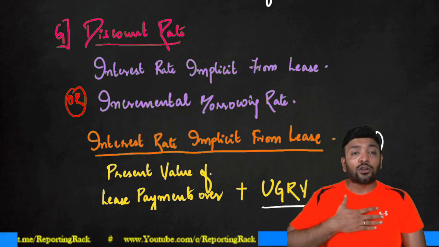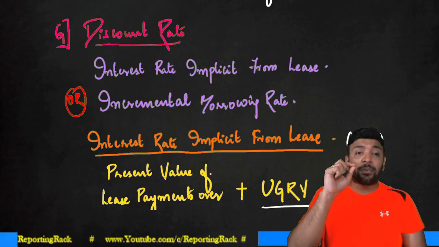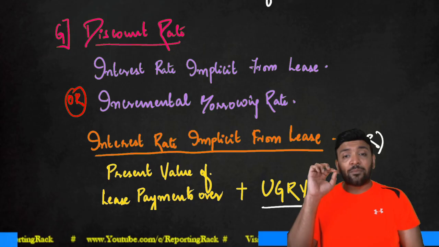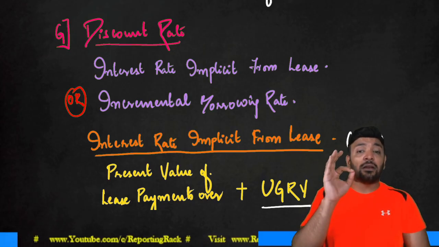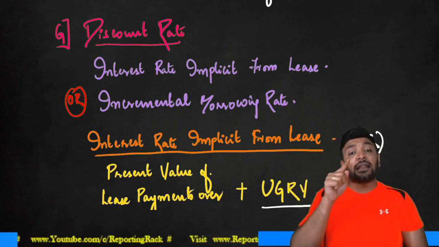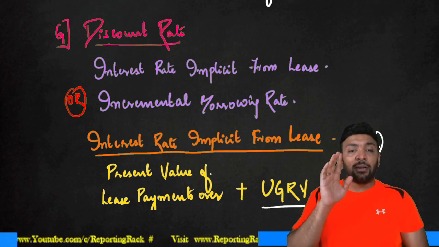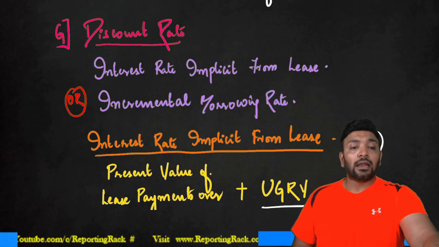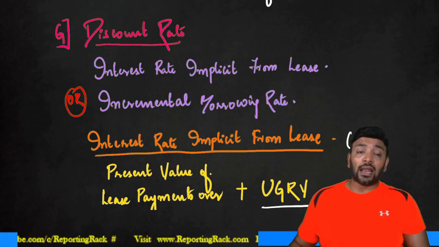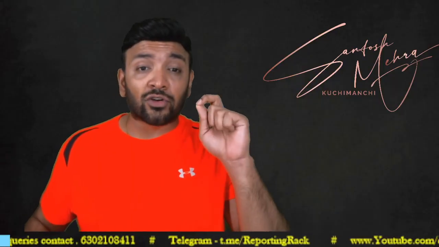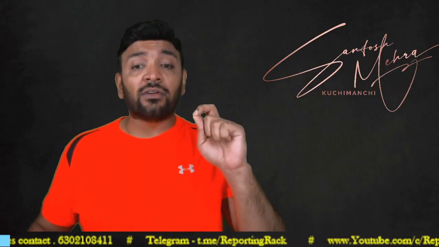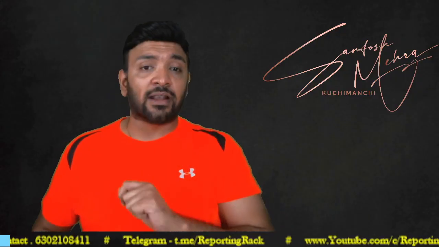When you are discounting it to present value, then the discount rate applicable shall be interest rate implicit from lease. If interest rate implicit from lease is not available for the lessee, then the lessee can alternatively use an incremental borrowing rate. And that will bring us to the end of discussion on all important terms that we have to discuss in the standard before we get into its recognition and measurement.